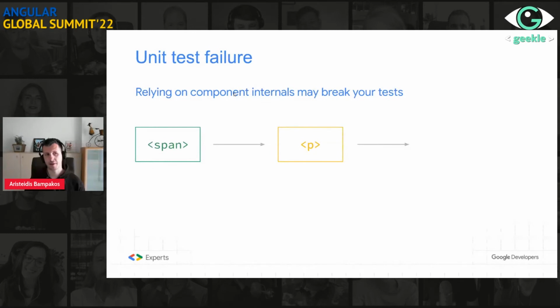Suppose now that the author of the library wants to replace the span element with a paragraph element. Okay? So they change the span element in the Hello World component into a paragraph element. They release a new version. And we, as consumers of the library, download the new version and start using it. And then we run our unit tests. And what do you think will happen? Our unit tests will fail.